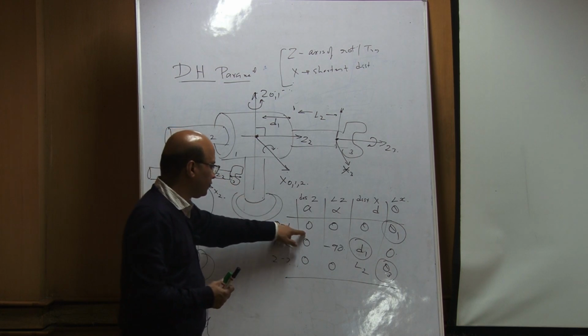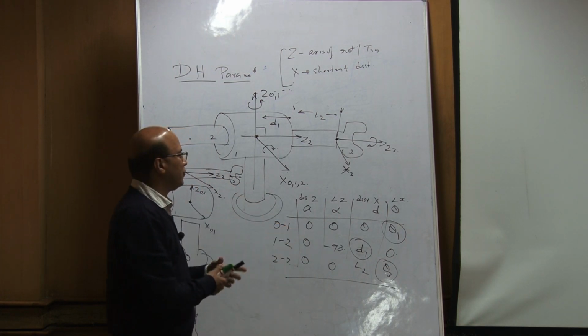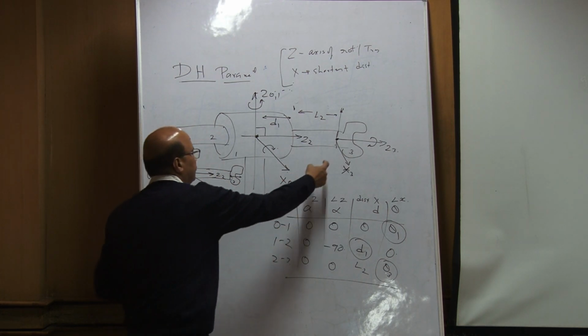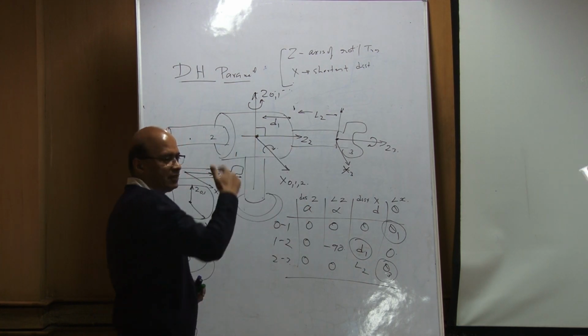Now, what is the point of making a DH parameter table? Fundamentally, we want to go from one link, from one frame to another frame. That's the whole idea, right?